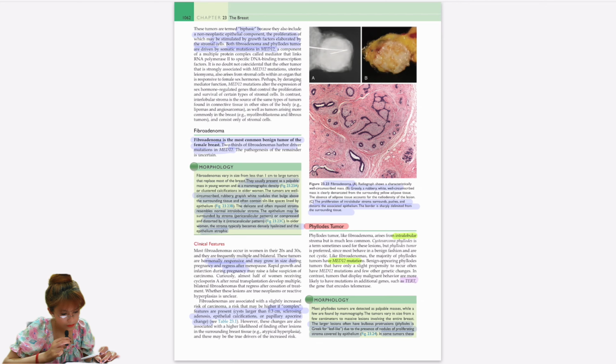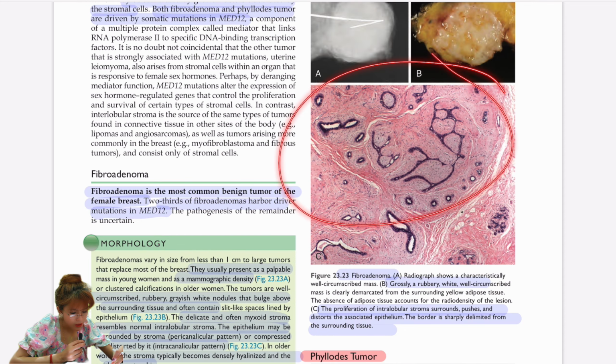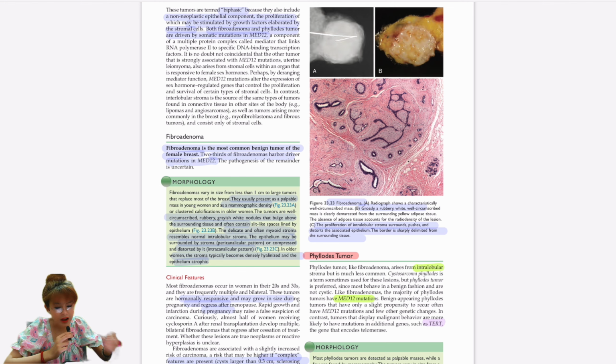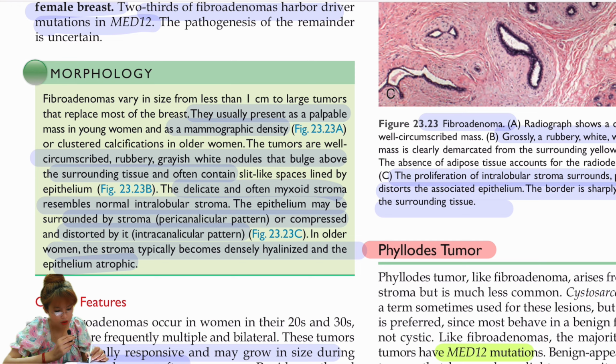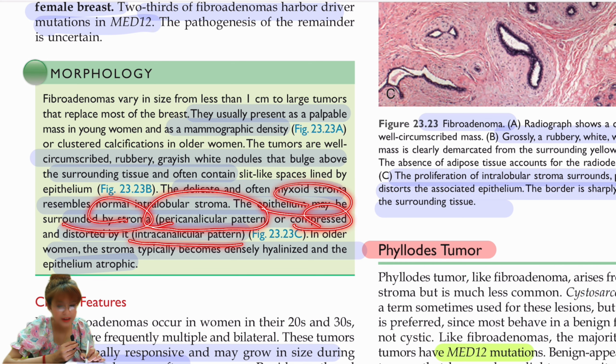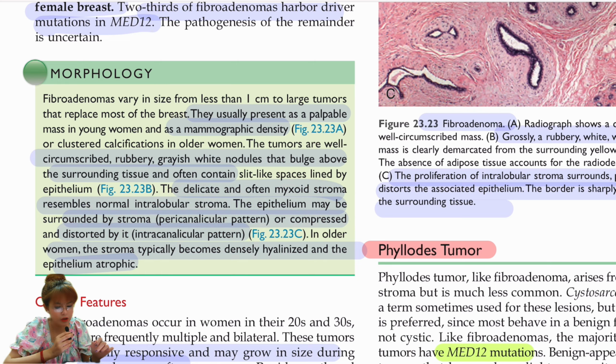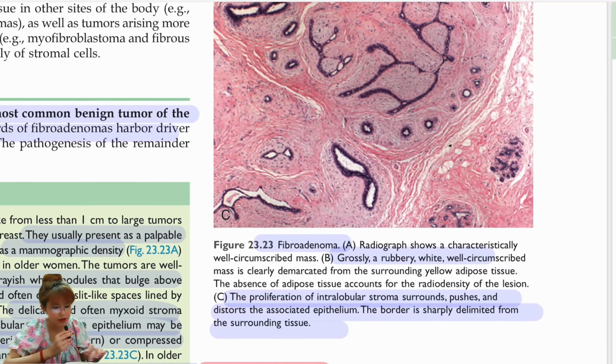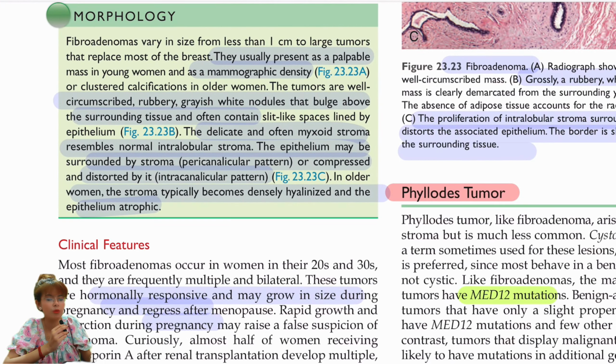Okay, so this diagram is basically of the intracanalicular type of fibroadenoma. The ducts are comparatively compressed because the stroma is proliferated so much. So the epithelium may be surrounded by stroma, which is the pericanalicular pattern, or compressed, which is the intracanalicular pattern. In the intracanalicular pattern, the stroma is compressing the ducts, but in the pericanalicular pattern, the stroma will not compress the ducts so much. The ducts will be partially open.